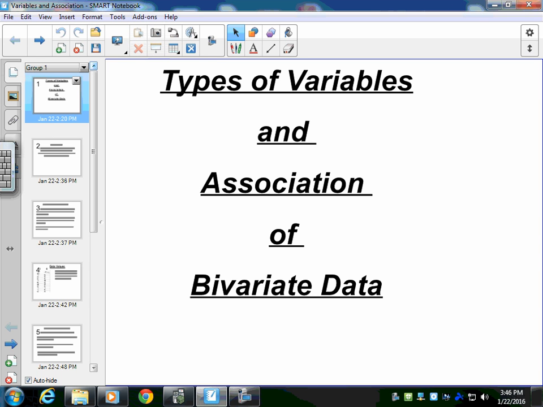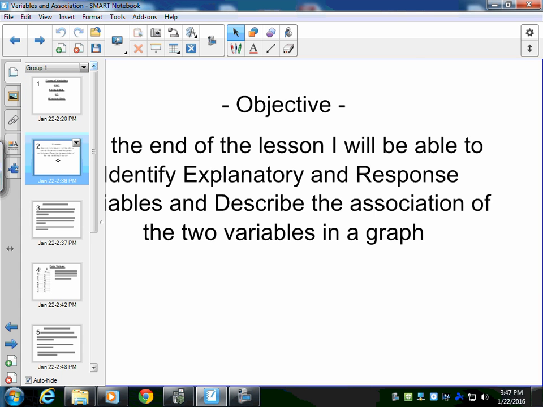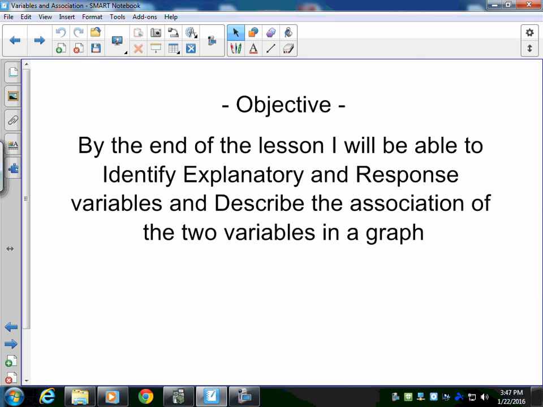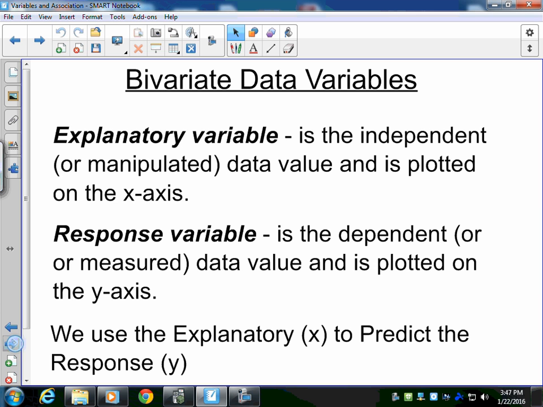Hello and welcome to today's lesson on types of variables and association of bivariate, or two-variable, data. Our objective for today is that by the end of this lesson, we'll be able to identify explanatory and response variables and describe the association of the two variables in a graph.